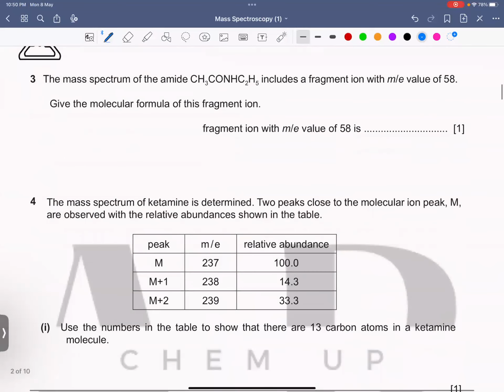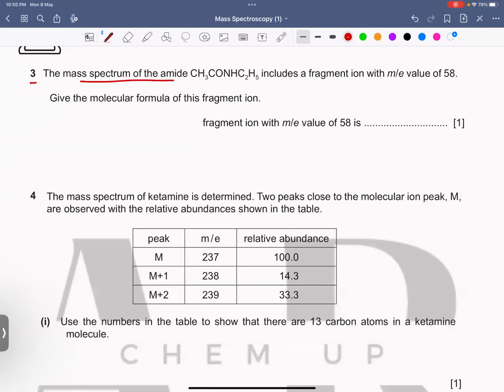Now, question number 3. The mass spectrum of amide. See, there are other elements, so they have shown you the whole formula of the compound in this part. It includes a fragment ion with an m/e of 58. Give the formula of this fragment ion. So I have to figure it out. The compound having this formula, having this mass, the fragment must be smaller than this one because this is the formula of the whole molecule, right?